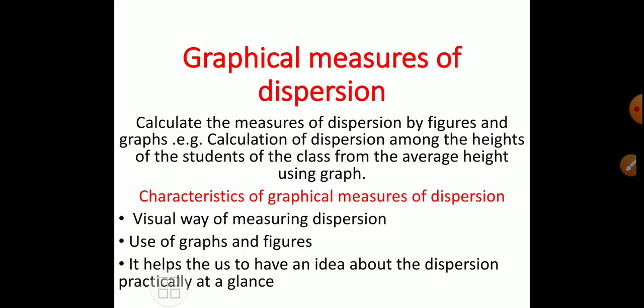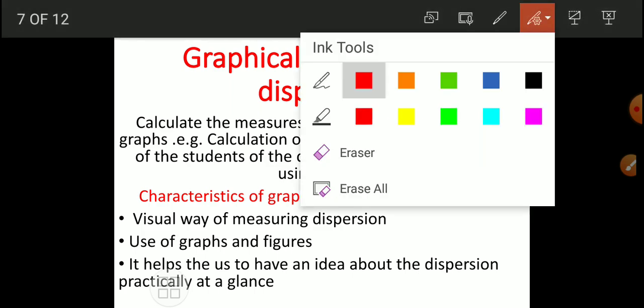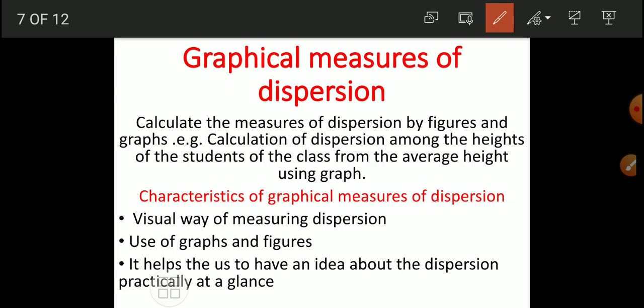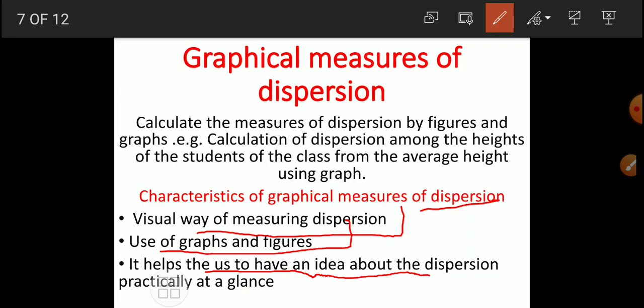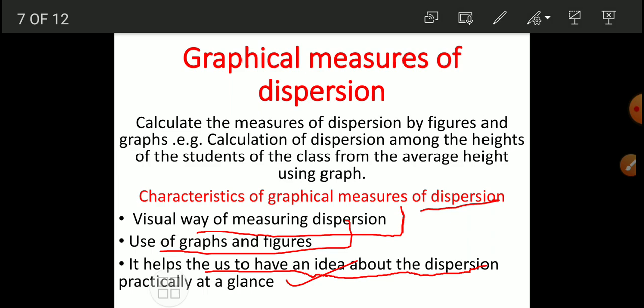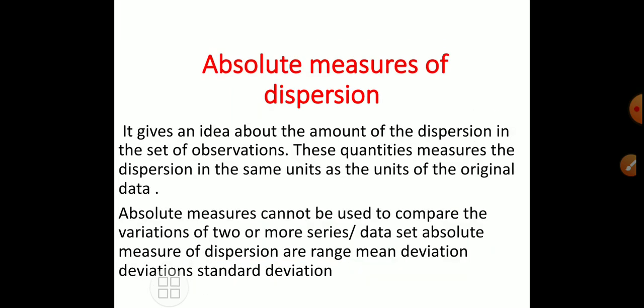Characteristics of graphical measures of dispersion: a visual way of measuring dispersion. The use of graphs and figures helps us to have an idea about the dispersion, particularly at a glance. Immediately we could understand about the dispersion.